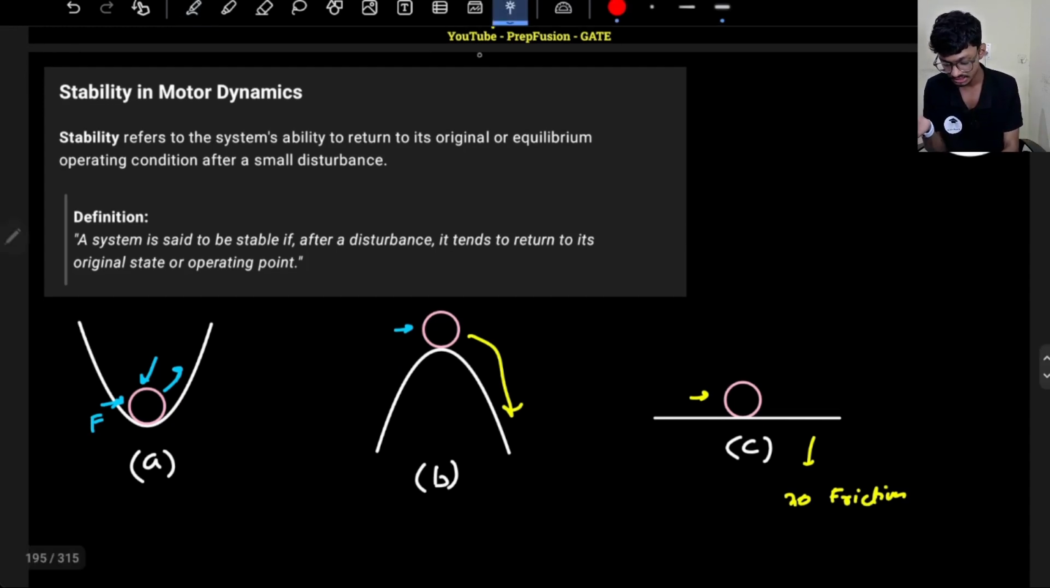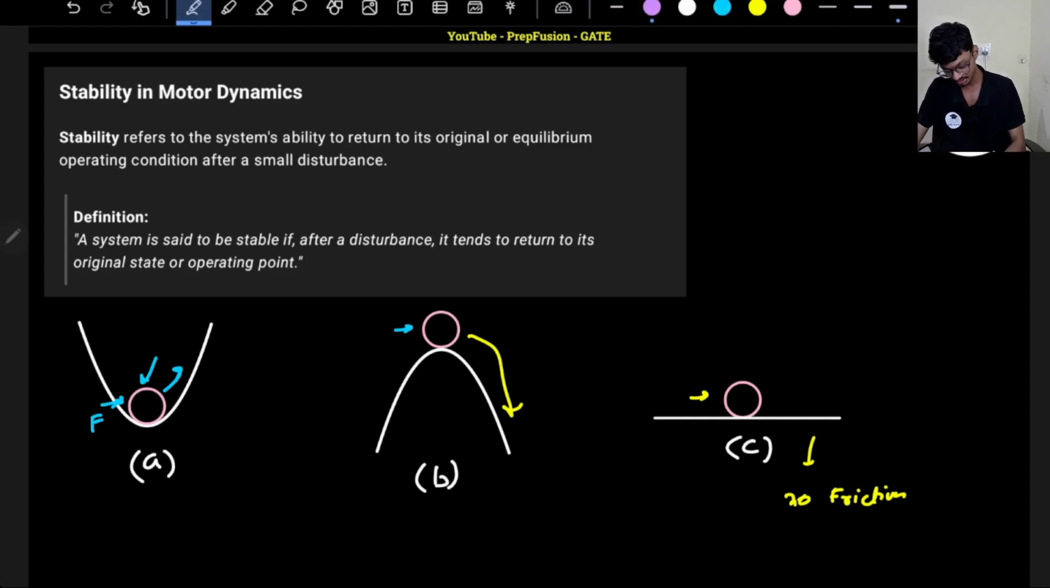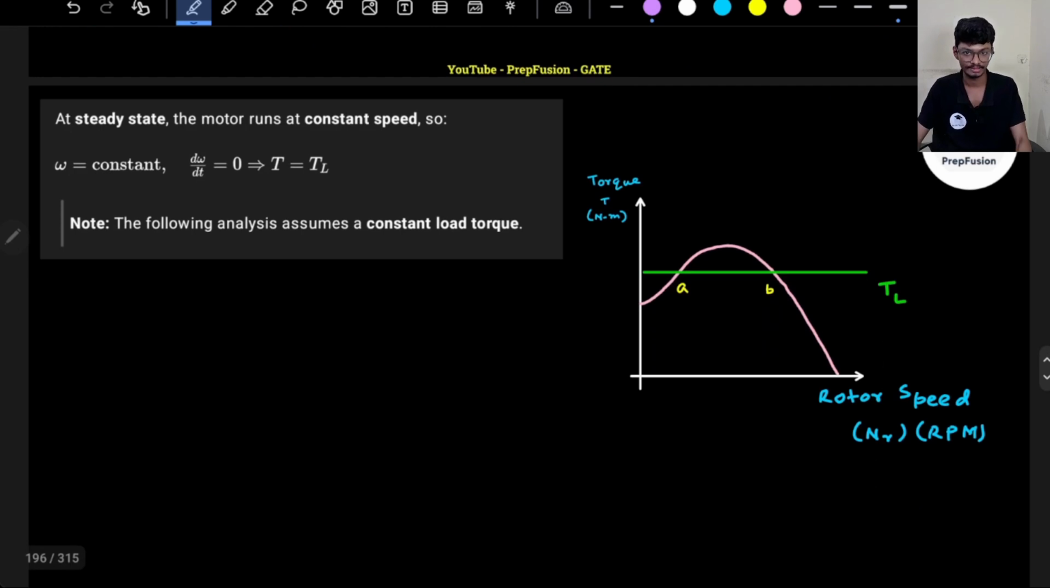And one more thing, stability means it should return back to its previous position. So will this ever return to its previous position? Let's say it was here in my hand. If I give it some disturbance, it moves forward. It will never come back to this position. So it is not stable. So only the first system is inherently stable. Now, how can I mathematically explain this?